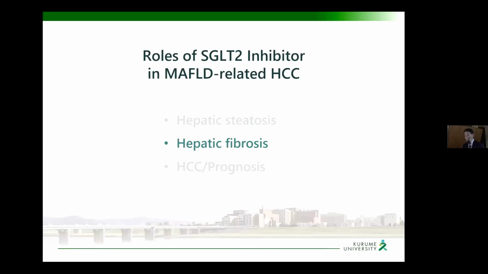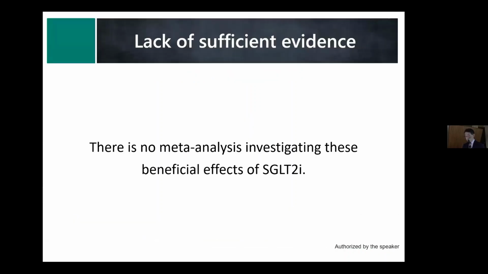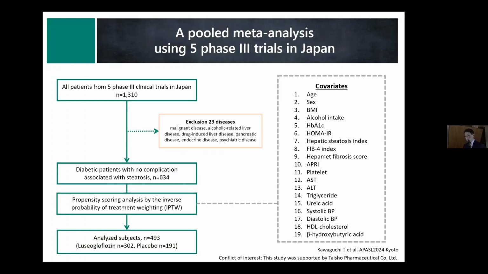Then I'd like to move on to the theme of hepatic fibrosis. The biggest problem is the lack of sufficient evidence; in particular, there is no meta-analysis investigating the beneficial effects of SGLT2 inhibitor. So I performed a pooled meta-analysis using 5 phase 3 controlled trials conducted in Japan. The total number in the 5 phase 3 clinical trials was 1,310. We excluded patients with 23 diseases which may affect the content of hepatic steatosis as well as hepatic fibrosis. The remaining 634 patients were used for the analysis.